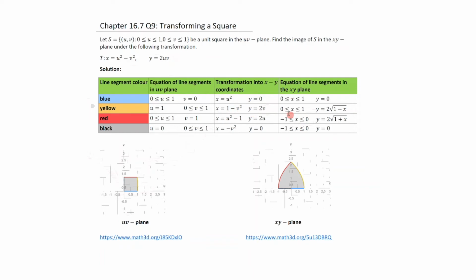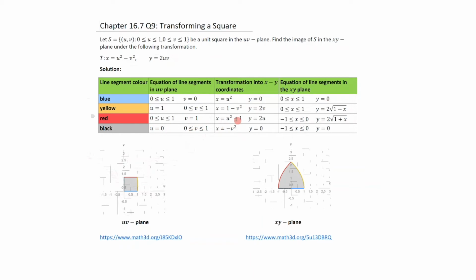X will be from 0 to 1, and the reason being that if you look at 1 minus v squared, v ranges from 0 to 1, which means x will be ranging from 1 to 0. Or just in simple terms, 0 is less than or equal to x is less than or equal to 1.